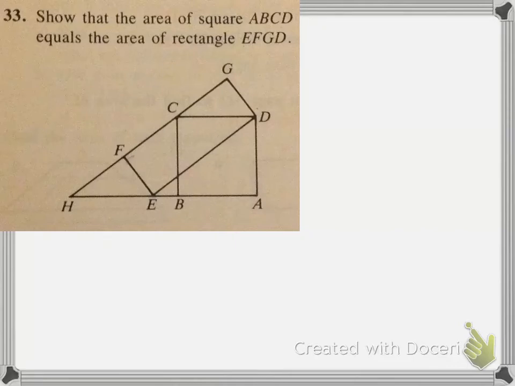In page 438, number 33, you're trying to show that the area of square ABCD is congruent, or is equal, to the area of rectangle EFGD. So you're trying to prove that those two areas are equal.